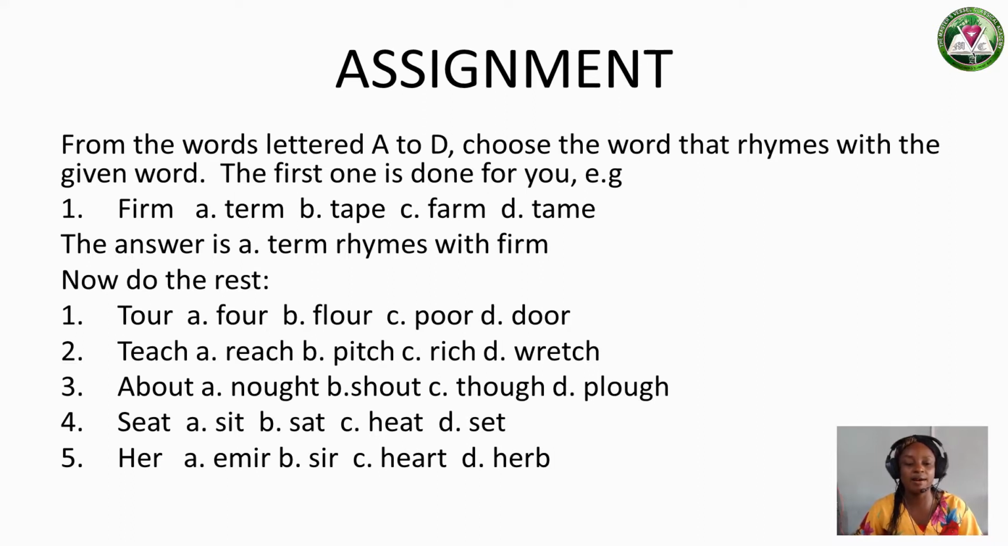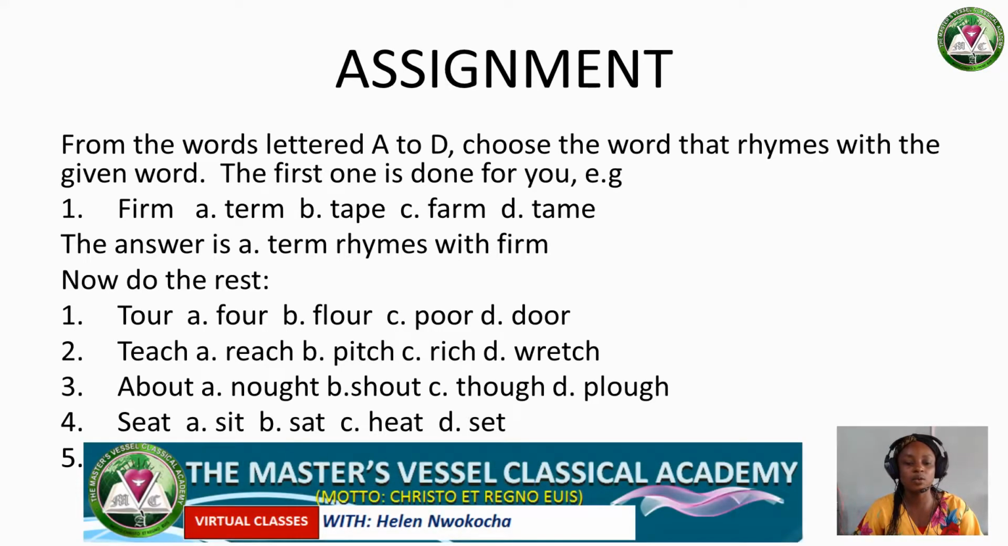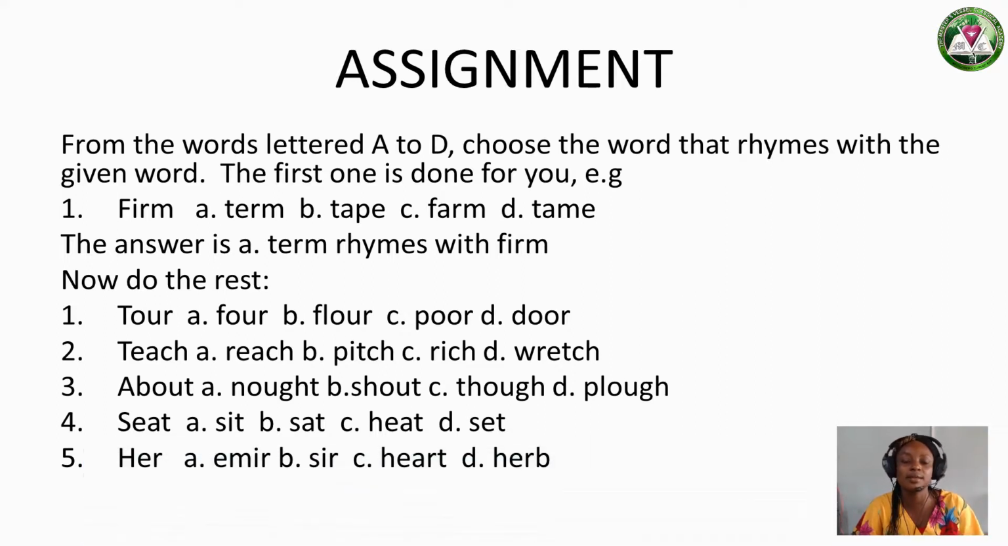Then number 5, we have her. We have Emma, we have sir, we have heart, and then we have herb. So you have to work on these 5 questions. Remember, your dictionary is there for your use. You can use your dictionary to work out the answers so you can get a good score.